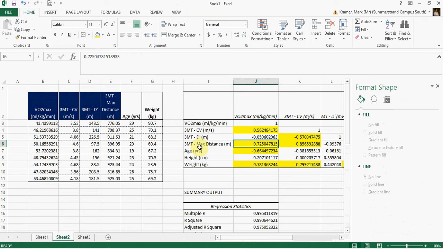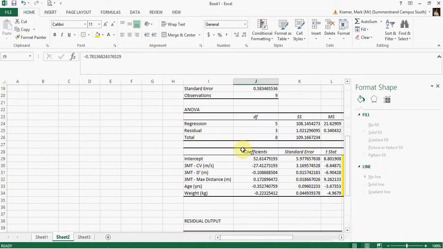Same thing with 3MT maximum distance. So the further I run, the higher my VO2 max is on average. Age, the younger I am, the higher my VO2 max is, and weight, the lighter I am, the higher my VO2 max is. So that's good to see there. These coefficients are of interest.